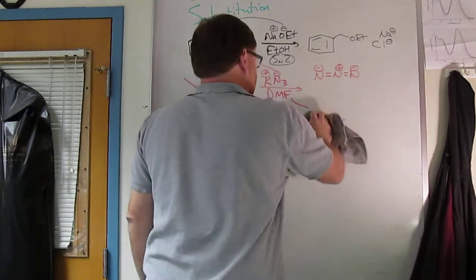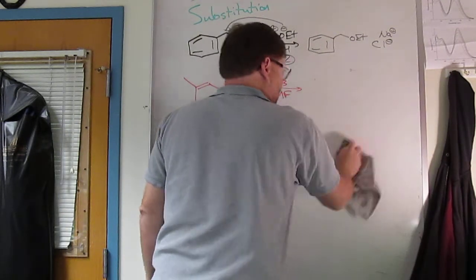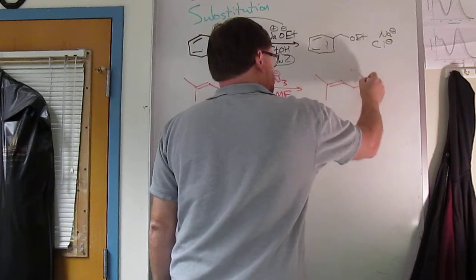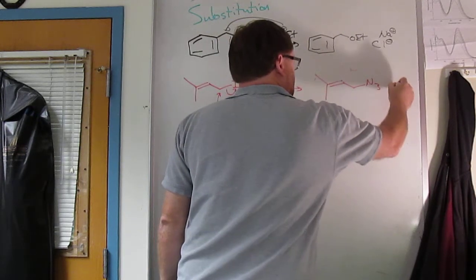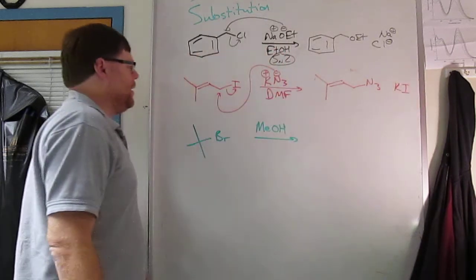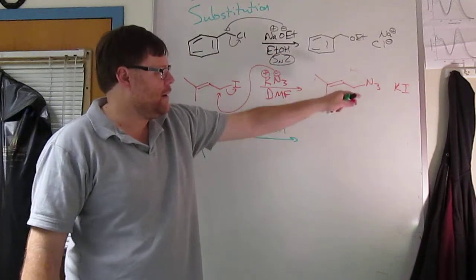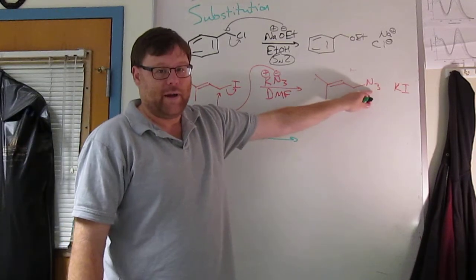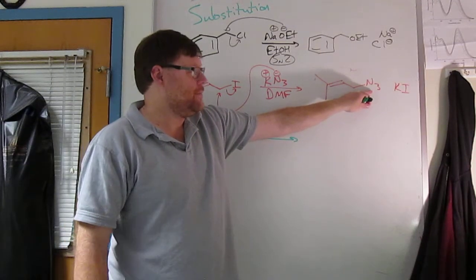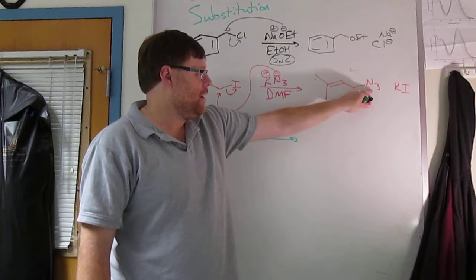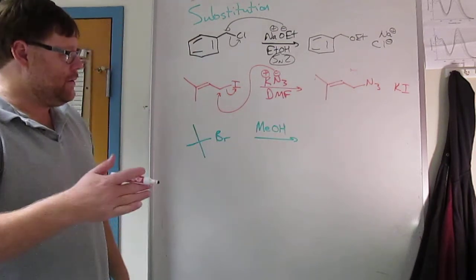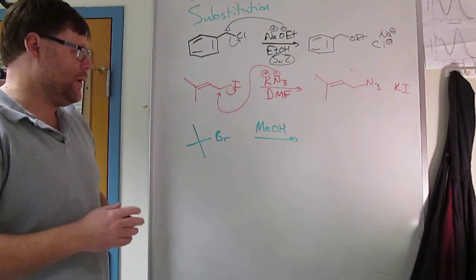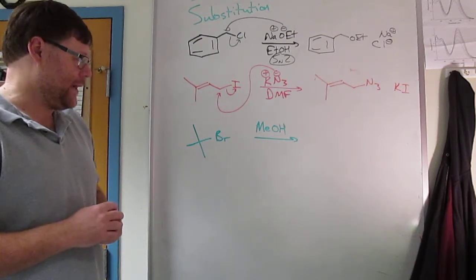Let me get rid of some of this extraneous stuff. So you get the allylic azide and potassium iodide. You can then go ahead and reduce the nitrogen, whatever that would be, the azide, to a primary amine. So you can kick off N2 and be left with an NH2. It's a nice way to make amines that you'll see in second semester organic.